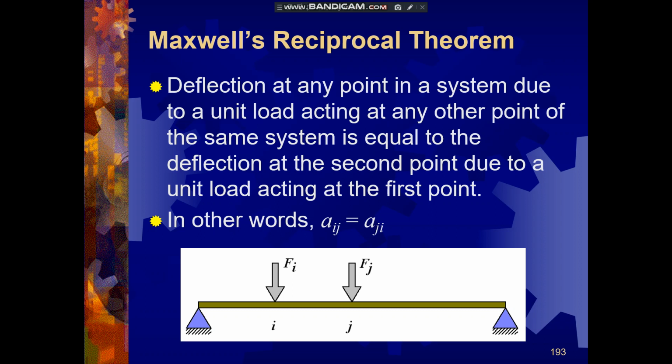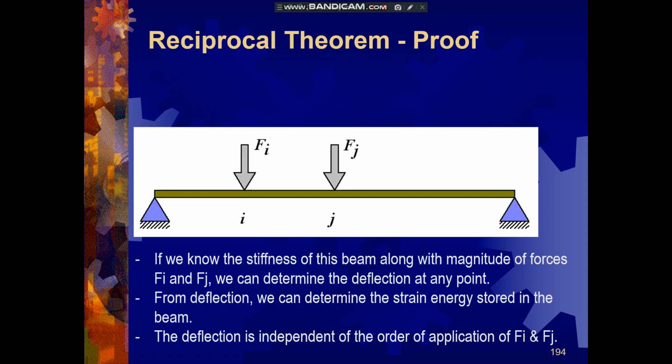Here Aij is the influence coefficient, which means that it is the deflection at location I due to the unit load acting at location J, and likewise Aji means this is the deflection at location J due to a unit load acting at location I. So now we'll go through the proof of this theorem. You'll see it's going to be very straightforward.